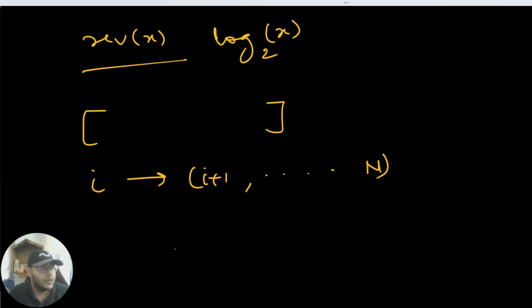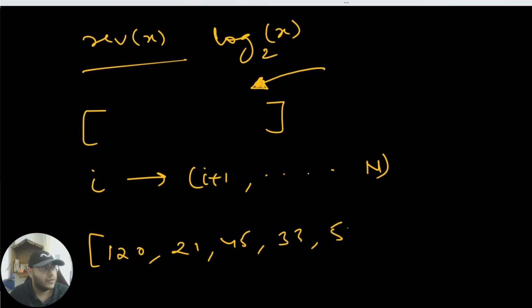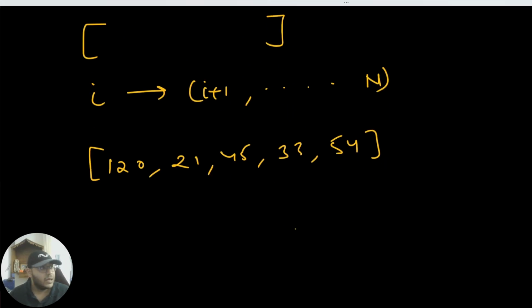So what do we do, we start the calculation of mirror pairs and their existence from the end instead, because we know we always look towards the right of an element to find a mirror pair, right? So we directly start from the back. Let's take an example, which was also our first example: 120, 21, then 45, then 33, then 54. Okay, now what do we do?